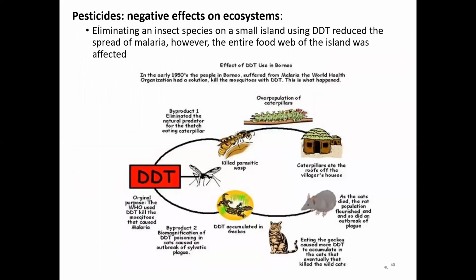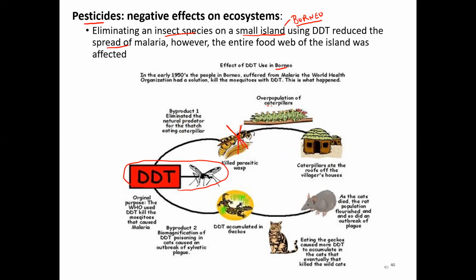Now, this is a very interesting case study. Pesticides, negative effects on ecosystems. Eliminating insect species on a small island, and this was in Borneo, or islands around Indonesia. Using DDT reduced the spread of malaria. But take a look at what happened here. So we get malaria, DDT, we're going to kill it off. But what happened is it eliminated a natural predator for the thatch-eating caterpillars, because DDT also killed these guys as well.